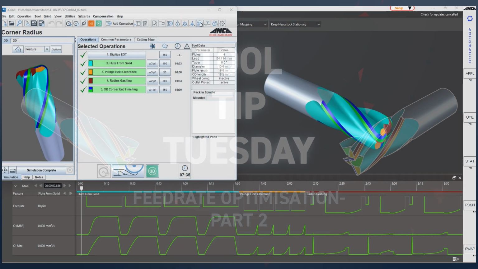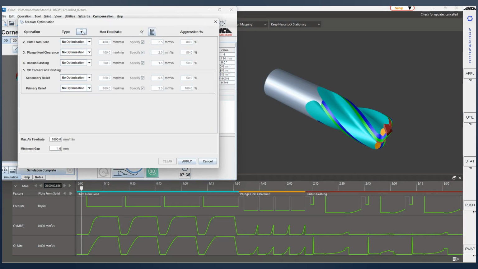Okay, so this week let's do the feed rate optimization. So let me go and choose all. So fluting, you will do both air and grinding. Plunge heel clearance, we are doing grinding only. Radius gashing, we are doing both. And primary relief, let's only do the air only, because grinding I want to go at the program feed rate.